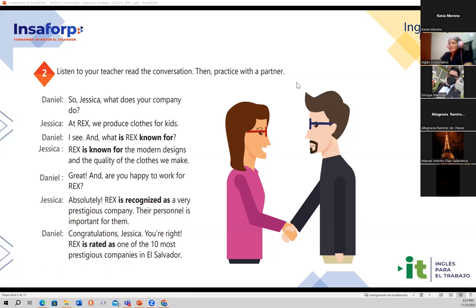Altagracia, are you available? Yes, teacher. Araceli Hernandez, are you available to work with Altagracia? Araceli? No? Well, Blanca Estela, what about you? Are you available to work with Altagracia? Yes. Okay, good. You will work with Altagracia. Enrique Martinez, are you available? Yes, teacher. Herman, Gustavo, are you available? Yes, teacher. Okay, you will work with Enrique.